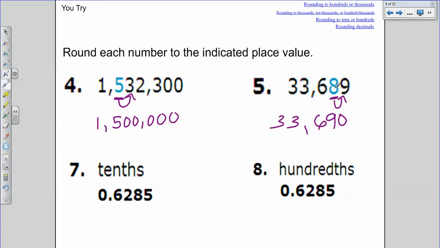So 33,689 is closer to 33,690. All right, now let's look at our tenths. So again, I have to know which place value is at the tenth spot. I know that my 6 is in the tenths. So my 2 tells my 6 to stay the same. So it's just going to be 6/10. Hundredths place value is my 2. So my 8 tells my 2 to bump up. And with decimals, it's up to you. You can write zeros, but I know that these two things are equivalent.